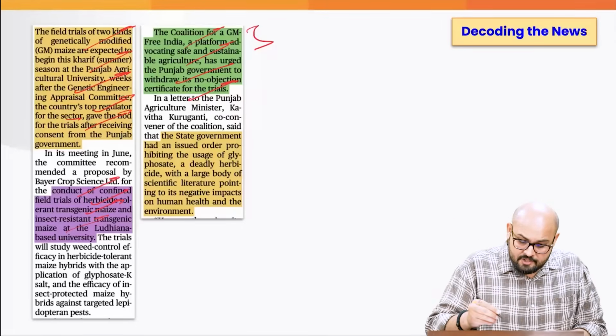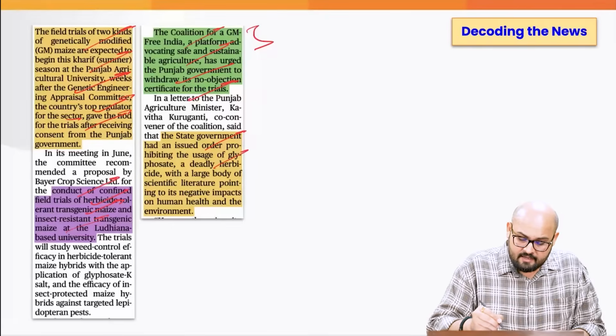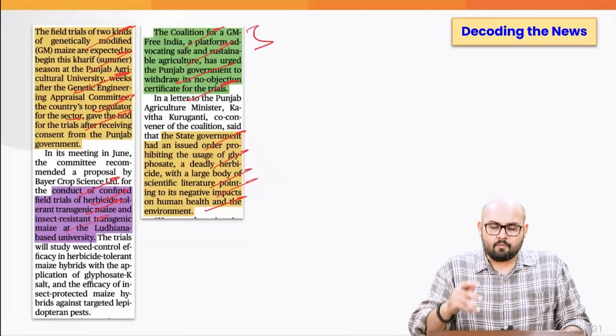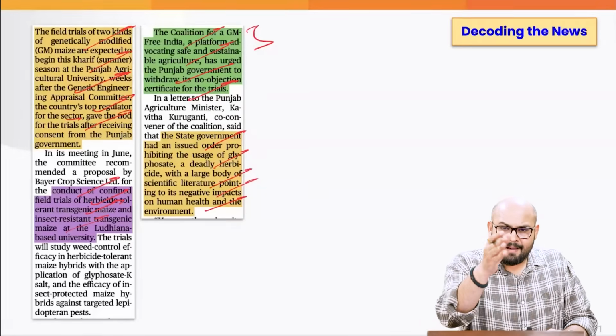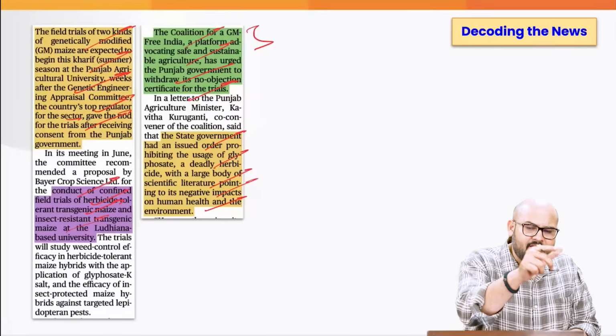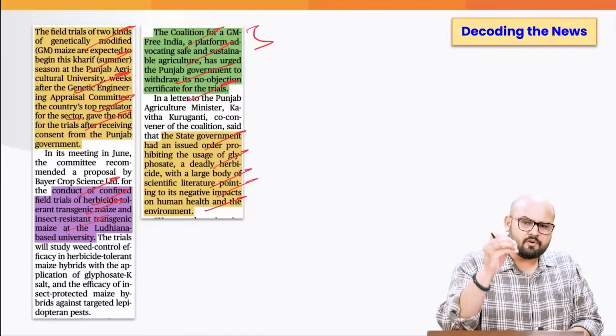The state government had issued an order prohibiting the usage of glyphosate, a deadly herbicide, with a large body of scientific literature pointing to its negative impacts on human health and environment. So what they're saying is that the state government of Punjab itself had issued orders banning glyphosate. And right now in the trials, what they would be using is glyphosate. So why are you opposing your own verdict or your own rules? Therefore, you should stop this.